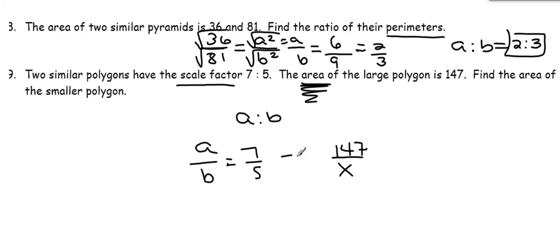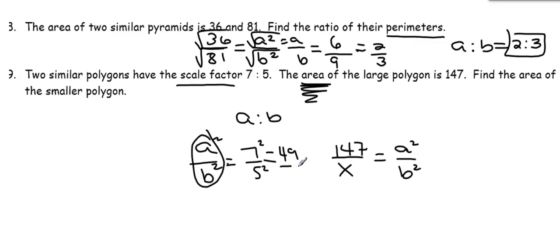We can't just set these equal to each other and cross multiply and solve the proportion because we don't have them in common terms. Area is a comparison of a squared to b squared. So we can't compare the scale factor a to b to area. We have to get this a to b to be a squared to b squared before we can set up a proportion. So let's square a and b, which gives us 49 over 25.